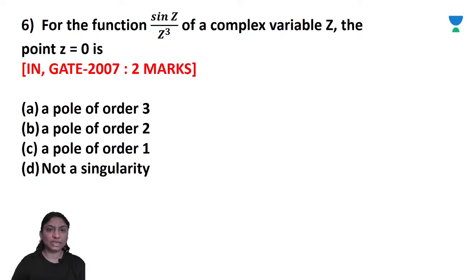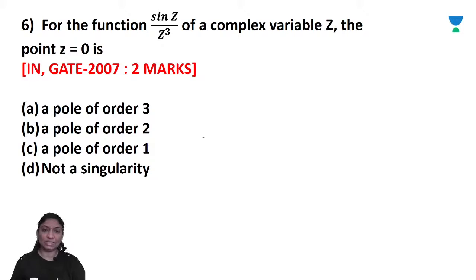For the function sin z upon z cube of a complex variable z, the point z is equal to 0 is a pole of order 3, a pole of order 2. It's a very simple example. Directly you can say that it is a pole of order 3 many times, but this is wrong. You thought it's a very simple question, but it is wrong because you have to expand sin z in terms of z, right?